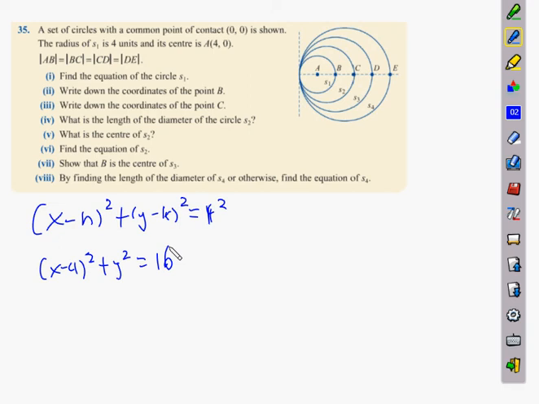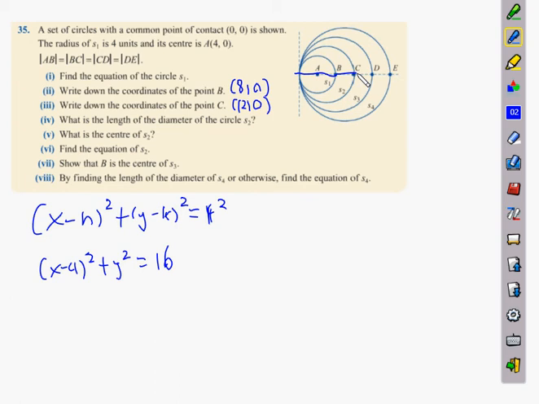Okay. Write down the coordinates of point B. Point B is 8, 0, C is 12, 0. What's the length of the diameter of S2? S2 is 12. It's not drawn properly, really, is it? Not really drawn properly, but it's meant to be 12. Oh, wait, not 12. It is 12. You see the main point, the radius is 6.